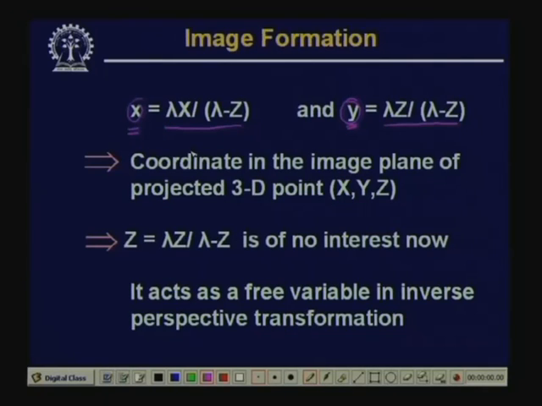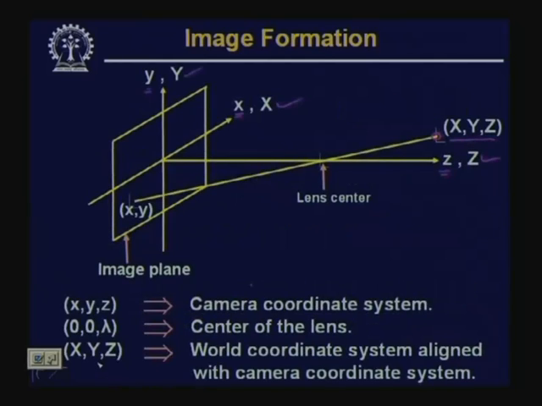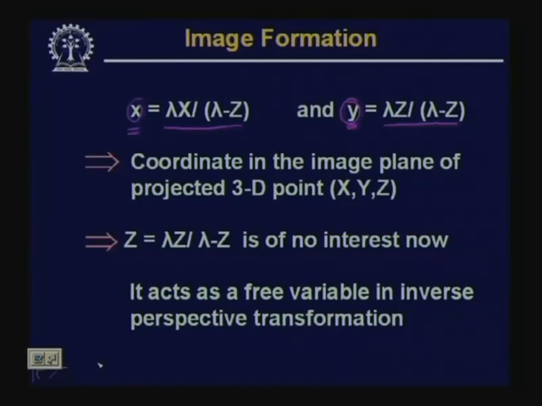Now, in this particular case, the third component that we have obtained, that is the value of z, is not of importance in our case, because in the camera coordinate the value of z is always equal to 0, because we are assuming that the imaging plane is the x y plane of the world coordinate system as well as the camera coordinate system.